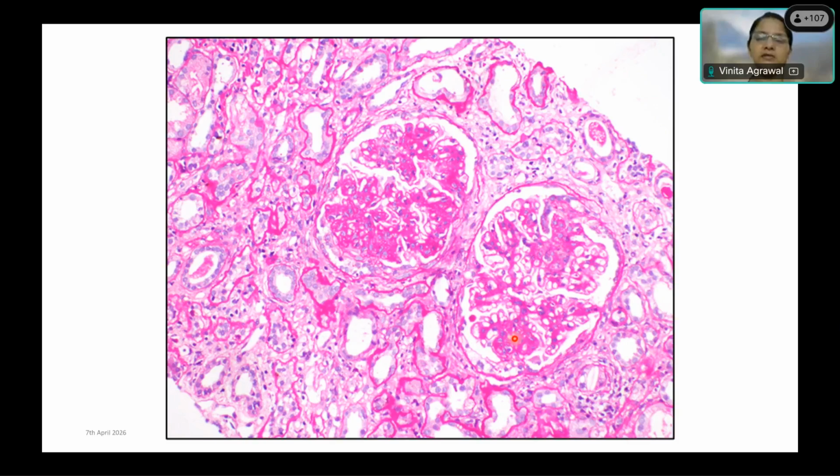So this area is showing you only mesangial cellularity, whereas this area is showing you endocapillary hypercellularity because there is obliteration of the capillary loops also. Right? Yes, ma'am. So this is endocapillary hypercellularity. So there are areas of mesangial hypercellularity with segmental endocapillary hypercellularity. What is this?